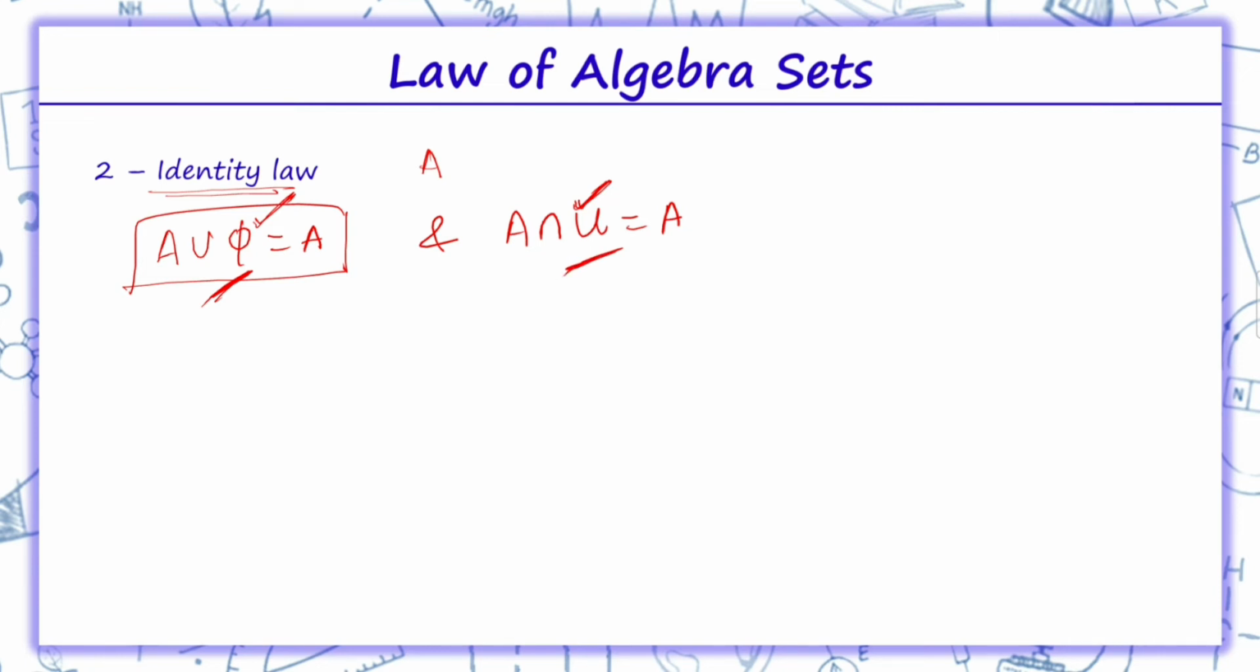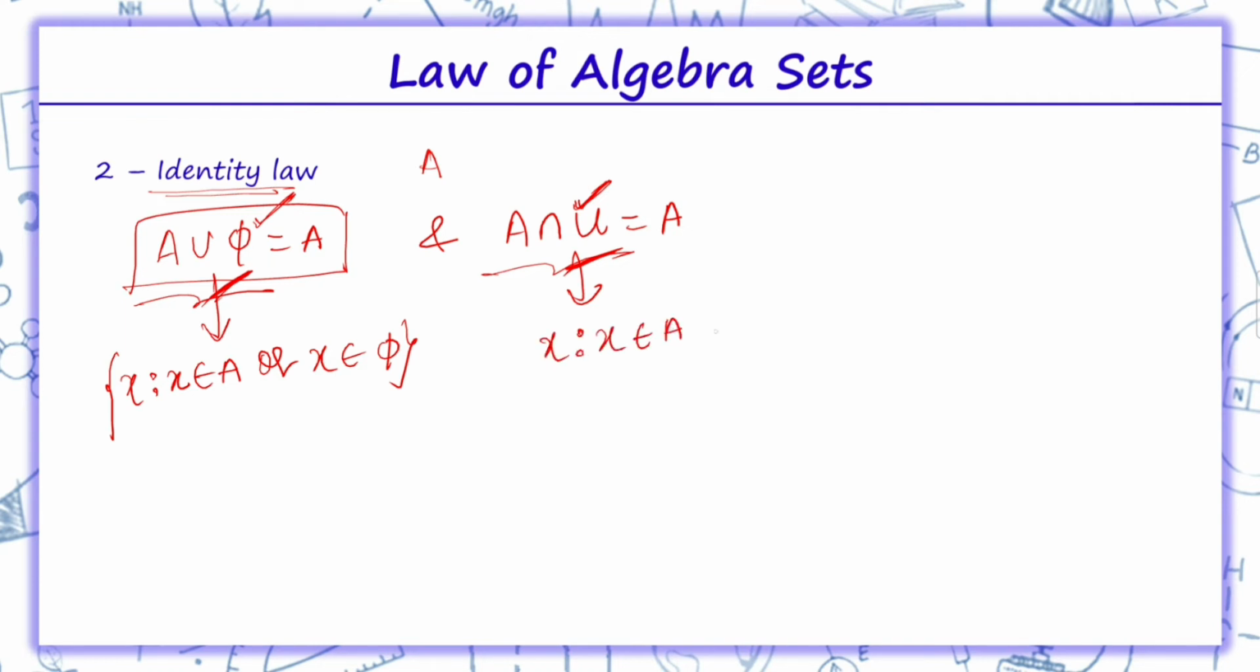Again, the same thing can be written as X such that X belongs to A or X belongs to phi, which is the null set. Over here A intersection U can be written as X such that X belongs to A and X belongs to U, which is the universal set.